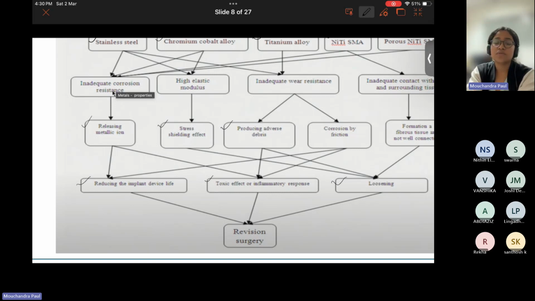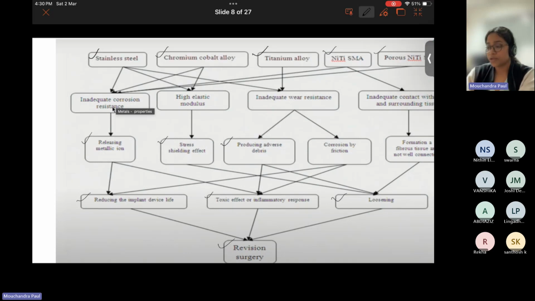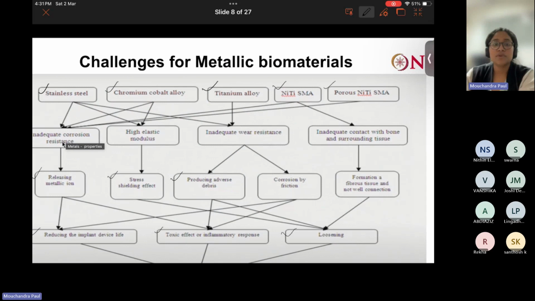Okay, so when these things start to happen or start showing symptoms, the person has to go to the surgeon to revise or correct the problem, that is, undergo a revision surgery. Similarly, we can reason for chromium-cobalt alloy and titanium alloy. You just have to follow the arrows and you will understand that because of the inherent property of this particular biomaterial, we are going to face this problem, and ultimately the person has to undergo revision surgery, which is a very painful process again.